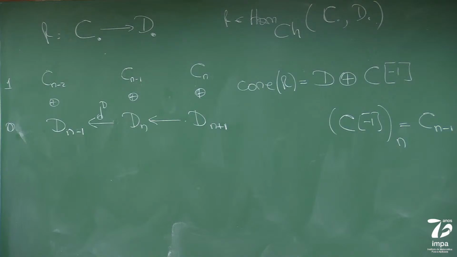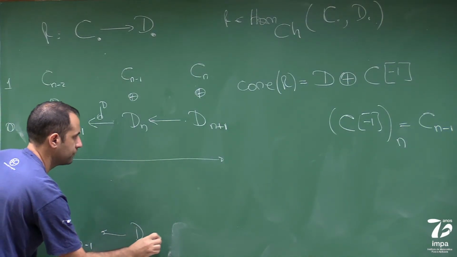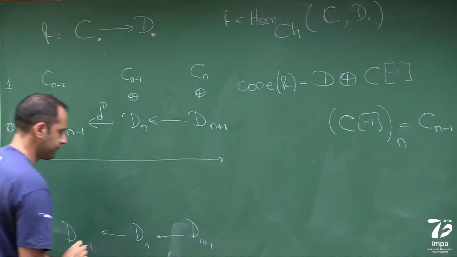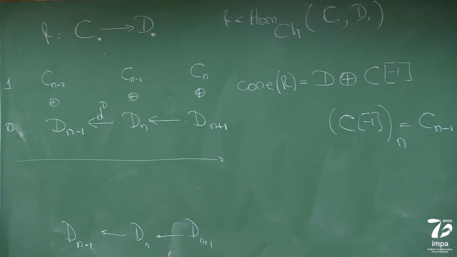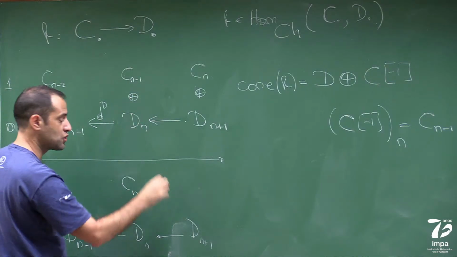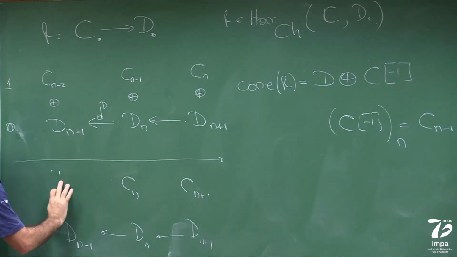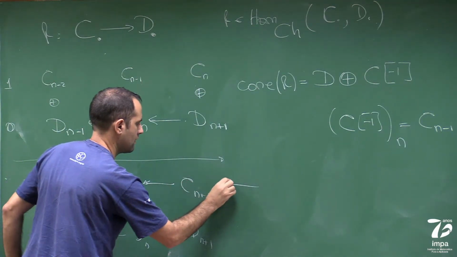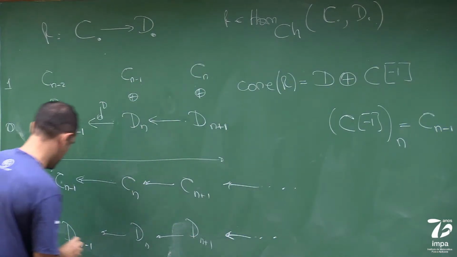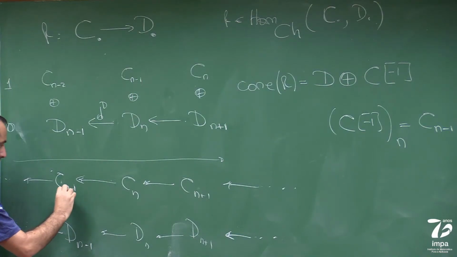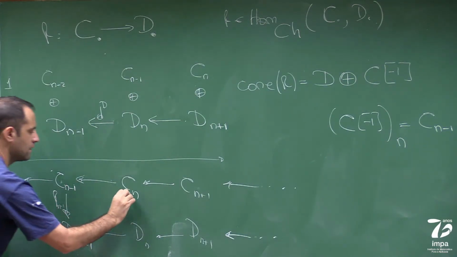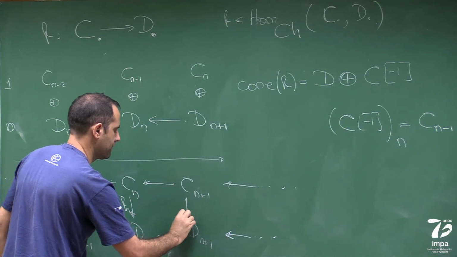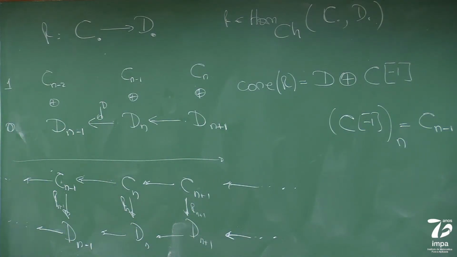cone of F. But as a double complex, what I have is Dn minus 1, Dn, Dn plus 1. I'm going to have here Cn. Notice the difference. I'm not shifting this time. Cn plus 1, Cn minus 1. Again, the differentials here are the differentials of the C complex. This continues. This continues. This continues. And this continues. And I have chain maps. So this is Fn minus 1. This is Fn. This is Fn plus 1. And this double complex, the total complex of this double complex is going to be the cone of F.